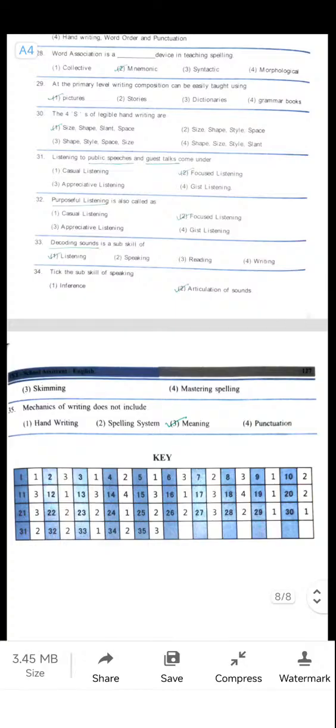This is the end of language skills in our academic textbook.